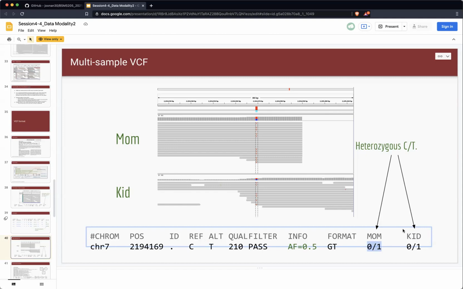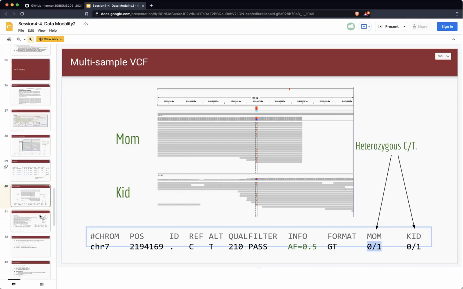In these examples, the genotypes of mom and kid are the same, but at a certain variant position, a certain locus, they can have different genotypes across samples, right? So you have to understand that the variant and genotype information can be different. That is one thing. Another thing is that we can calculate the allele frequency, right? This INFO column contains the allele information, and this AF is short for allele frequency.